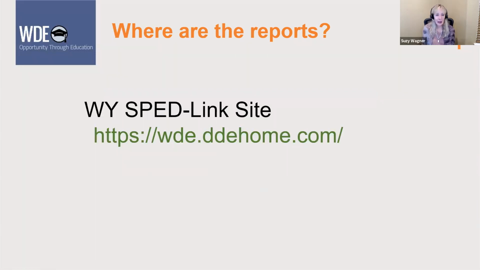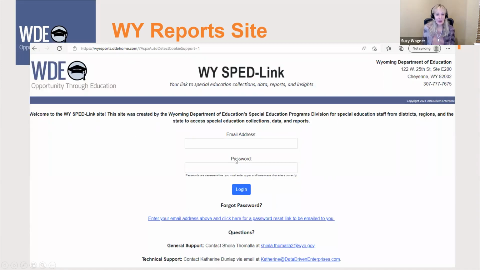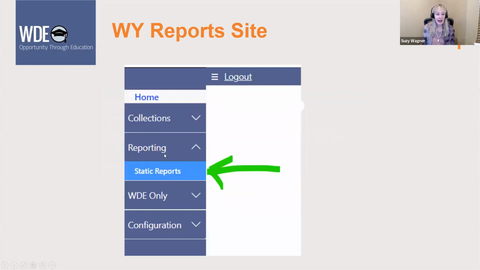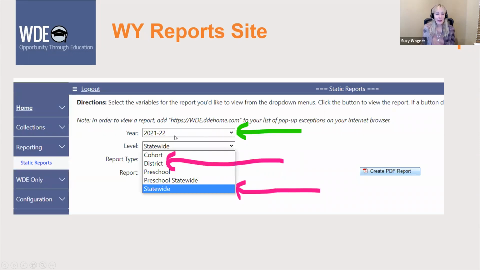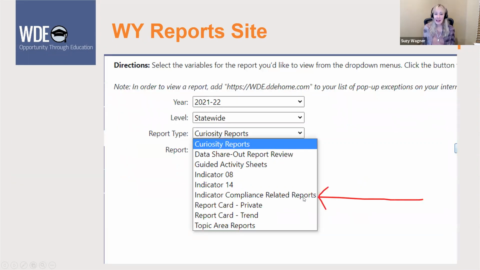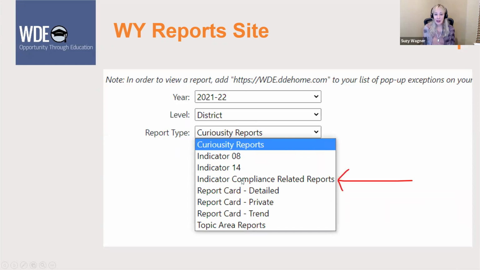So you'll find it on Wyoming SpedLink. You'll go to the site, enter your email and password to log in. You'll then click on reporting and then static reports. You want to make sure the 2021-22 school year is selected. And for level, you'll either select state or district. Then you will want to click on Indicator Compliance Related Report under Statewide, as well as your own district report. Once you have those reports, we of course want you to look them over.